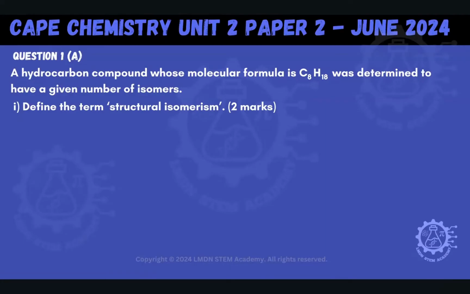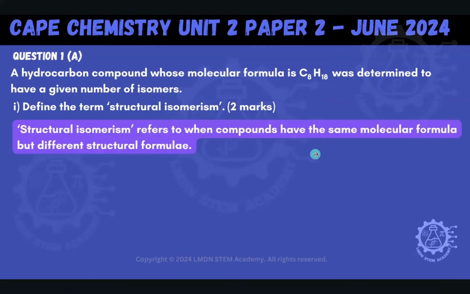Question 1A says that a hydrocarbon compound whose molecular formula is C8H18 was determined to have a given number of isomers. Define the term structural isomerism. So structural isomerism refers to when compounds have the same molecular formula, but different structural formulae. They have the same number of atoms, so they would all have C8H18, 8 carbons, 18 hydrogens, but the structural formulae, the way that we draw them, the way that the carbon atoms are connected, would be different.